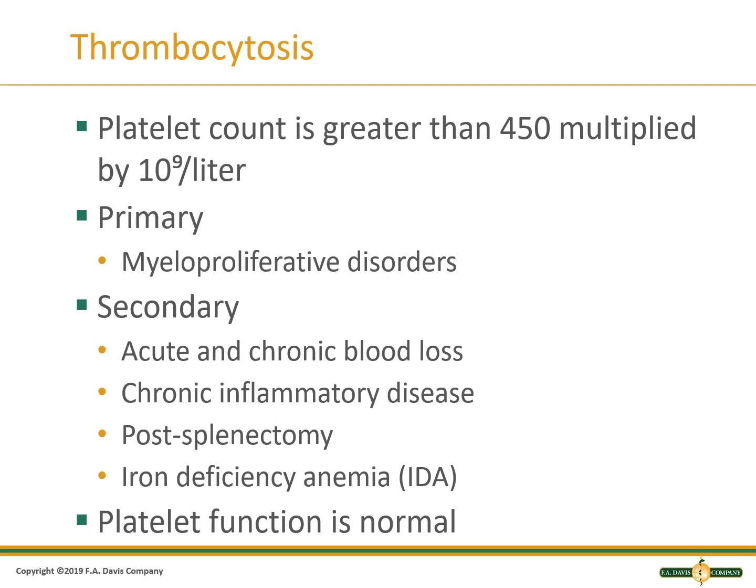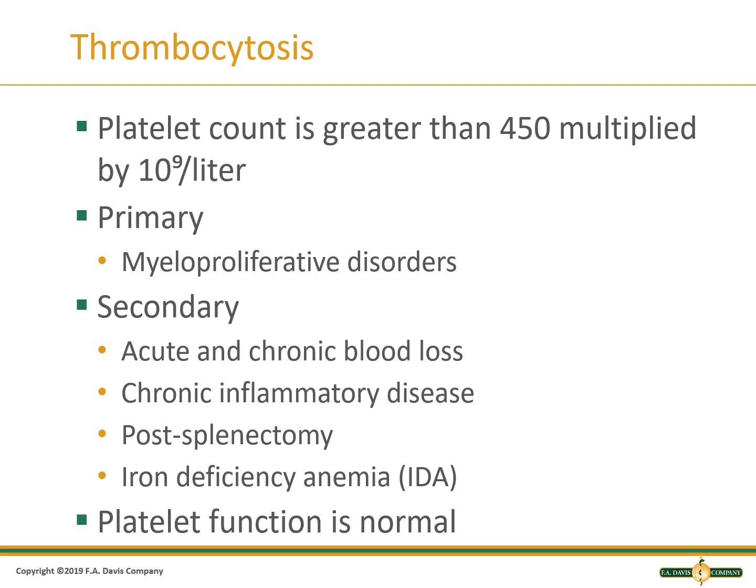Thrombocytosis means there is an increase in the amount of platelets, so the platelet count is going to be greater than what is our normal range of 150 to 450. So the platelet count is going to be greater than 450 multiplied by 10 to the ninth per liter.